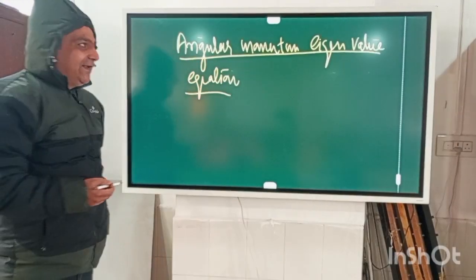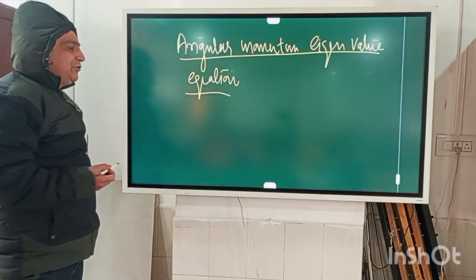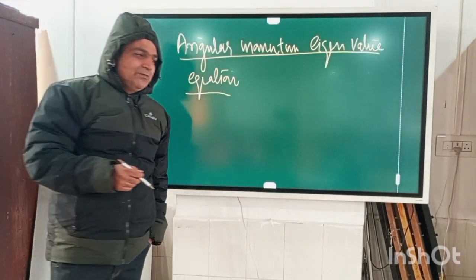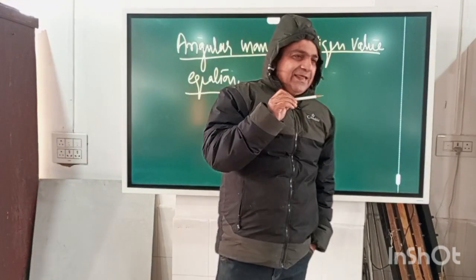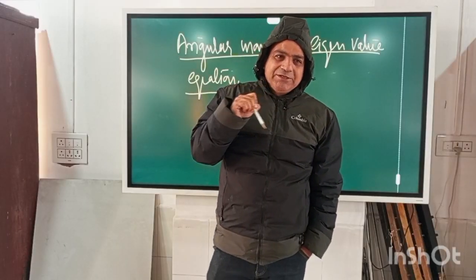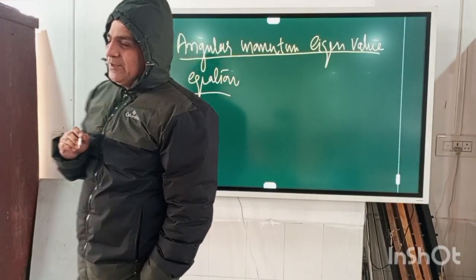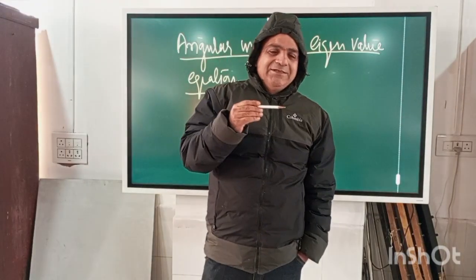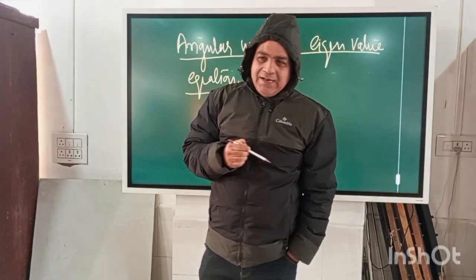Yesterday, when we talked about the 1s orbital, we observed that the probability of the electron being at different positions in the 1s orbital is totally independent of theta and phi. It doesn't depend on theta and phi.